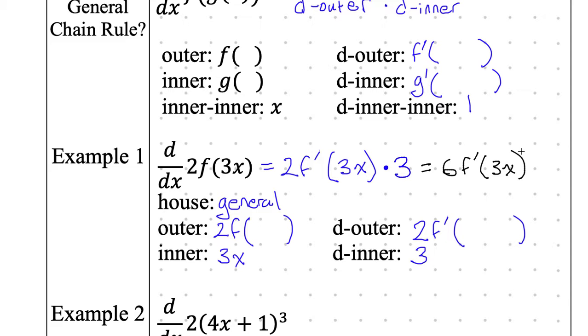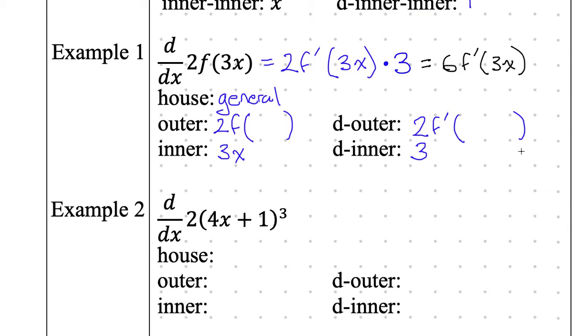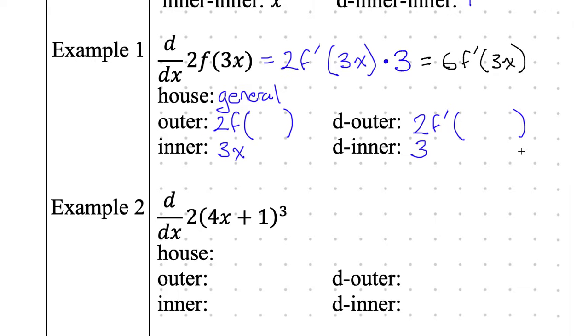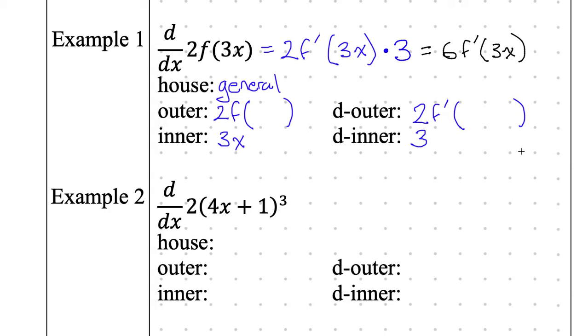All right, we're going to move on to example number 2. We're doing the same thing. We're identifying the house, the outer, inner, doubter, dinner. All right, so first of all, if I'm taking the derivative with respect to x of 2 times the quantity of 4x plus 1, quantity to the power of 3, what house am I in? It's in the title. Look at the title of your notes. What house are we in?